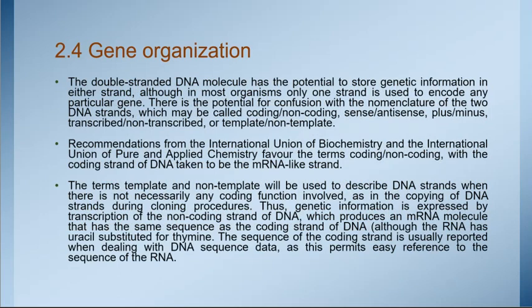The double-stranded DNA molecule has the potential to store genetic information in either strand, although in most organisms, only one strand is used to encode any particular gene. So there is the potential for confusion with the nomenclature of the two DNA strands, which may be called coding or non-coding, sense or antisense, plus or minus, transcribed or non-transcribed, and finally template or non-template.